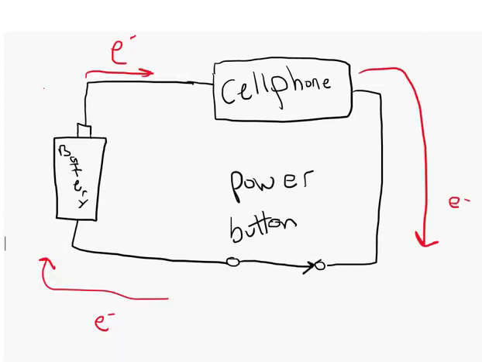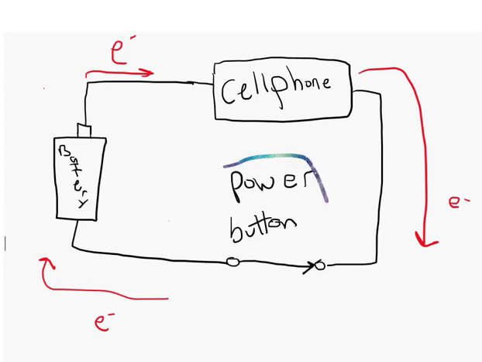In order for electrical current to flow through any electrical device, the circuit must be complete. In other words, the electricity needs to flow from one end of the power supply back to the other end. If at any point along that path there's an open, electrical current will not flow. Therefore, when you power down your cell phone, you essentially open the circuit.